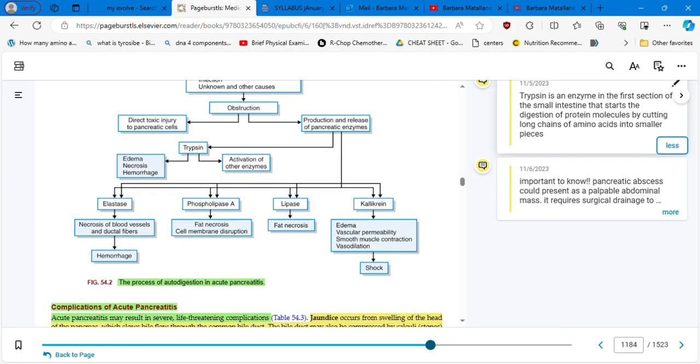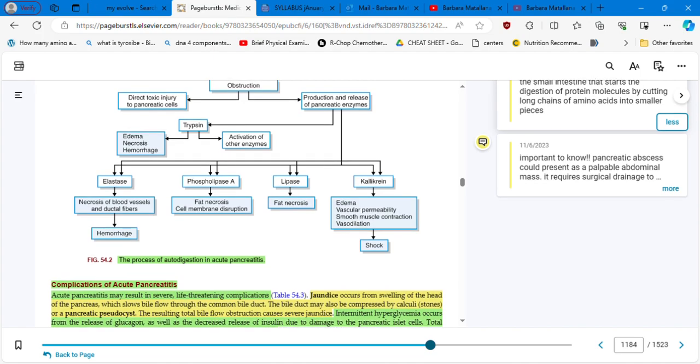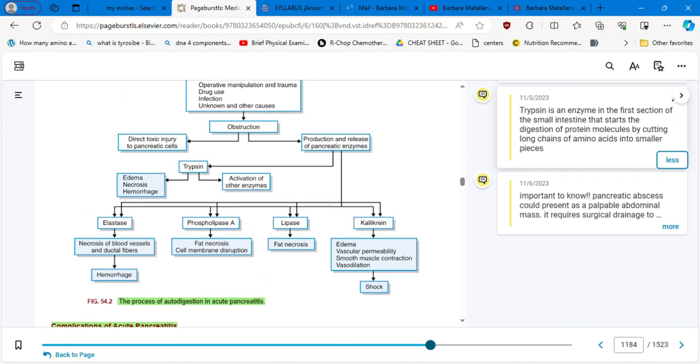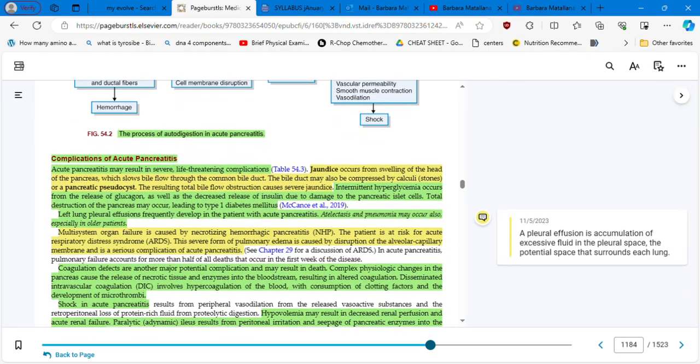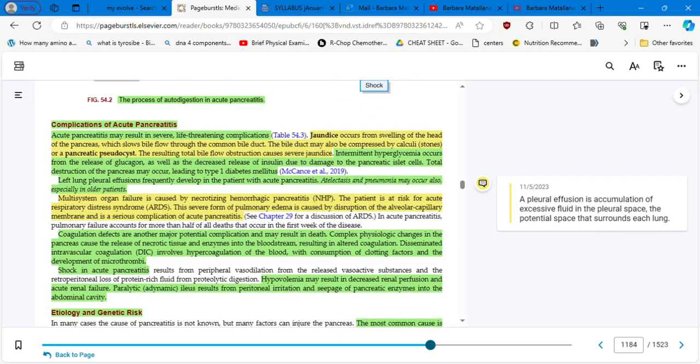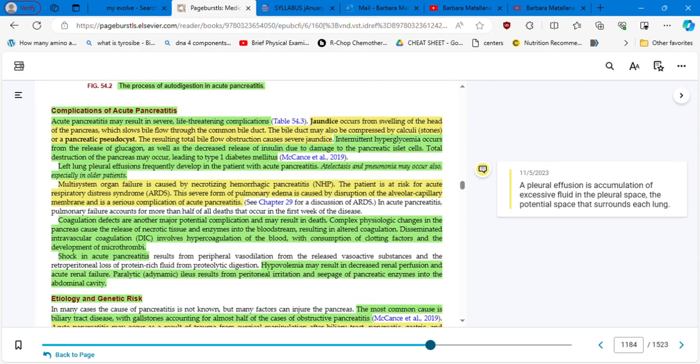Okay, so here you have the process of autodigestion in acute pancreatitis. You are more than welcome to memorize this and to study and to analyze and to double check and whatever. Okay, very complicated graphic. Complications of acute pancreatitis.